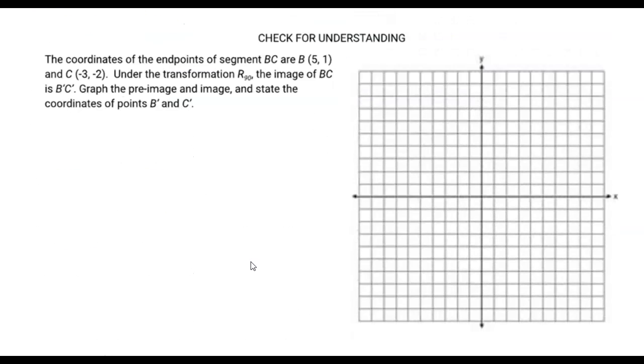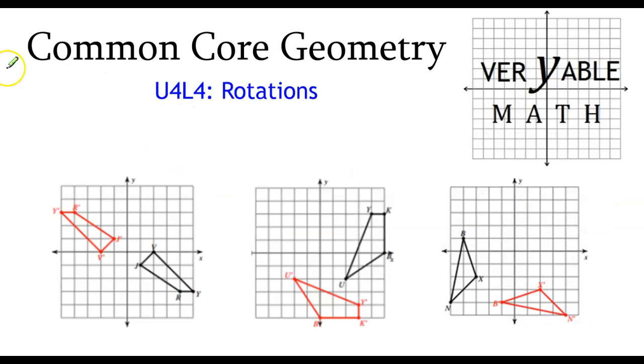The check for understanding you are going to do in class. Keep in mind that this check for understanding is using a rotation of 90 degrees as well. It doesn't say where the center of rotation is, but you know by now that that center of rotation should be the origin. Fantastic.